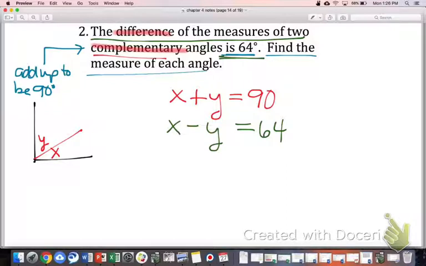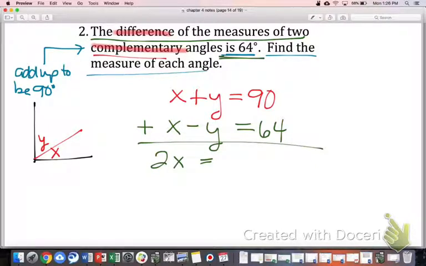Looking at this, Cole, what do you think would be the best method? Elimination. I think elimination is the best method. I think substitution would work really well also, but I think elimination would probably be best. When I do elimination, I'm going to add. And when I do that, what do I get? 2x equals 154.